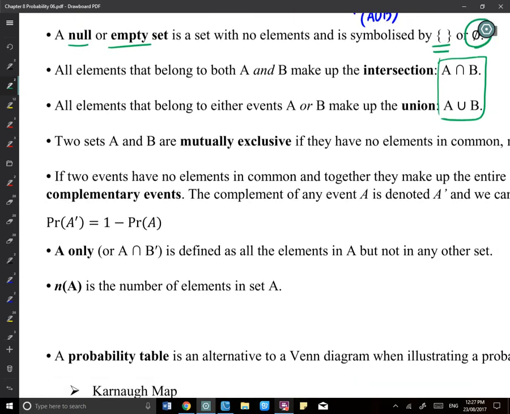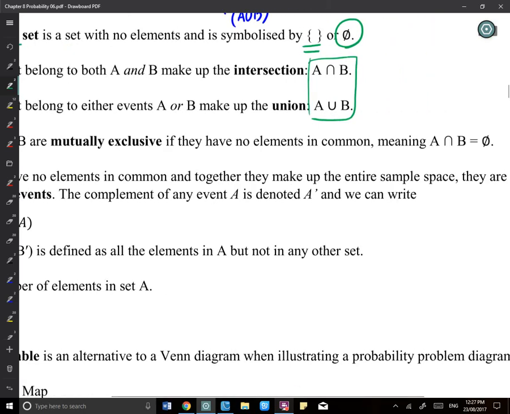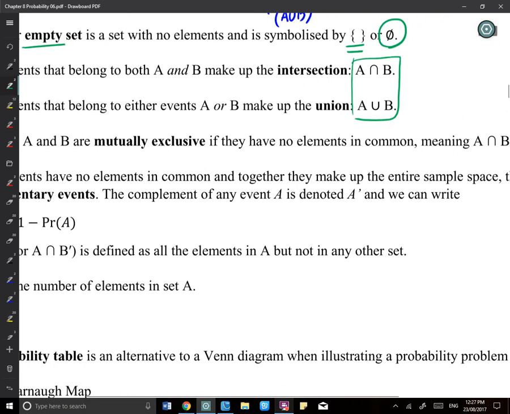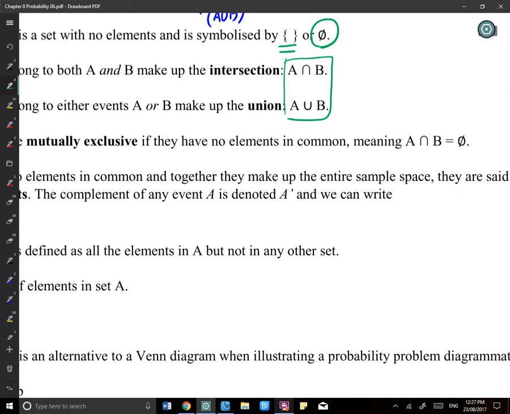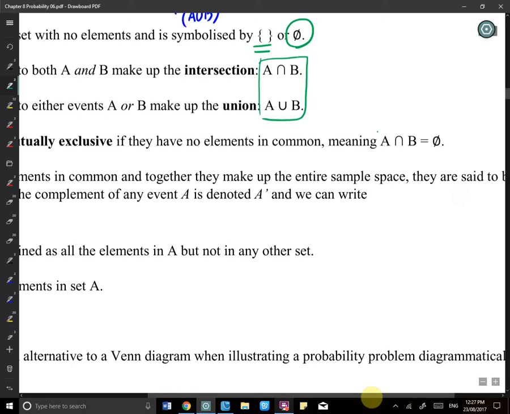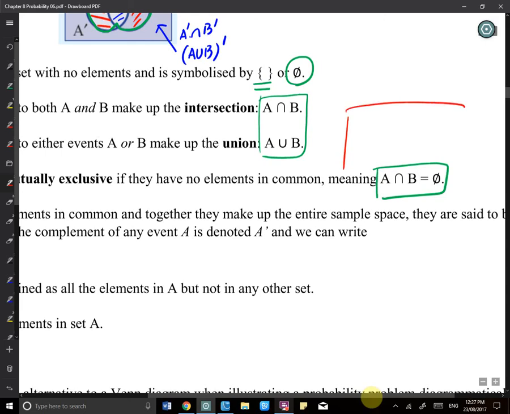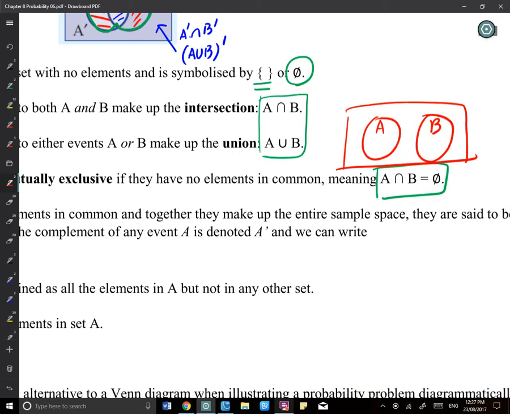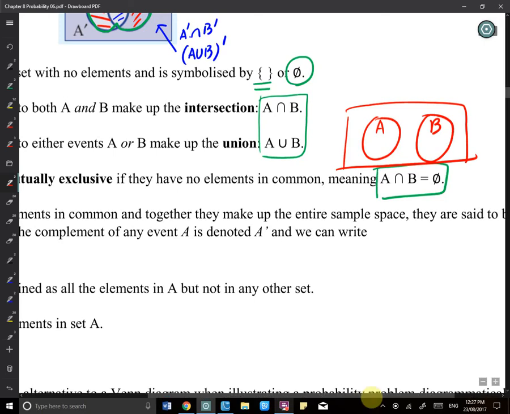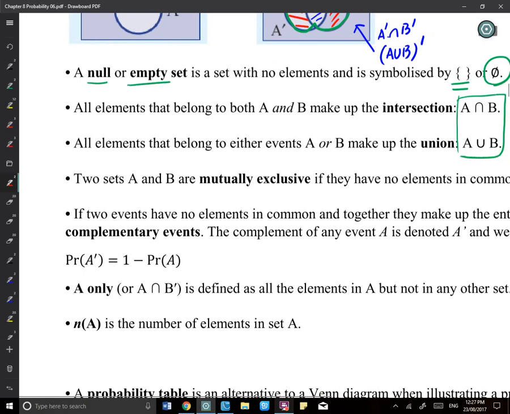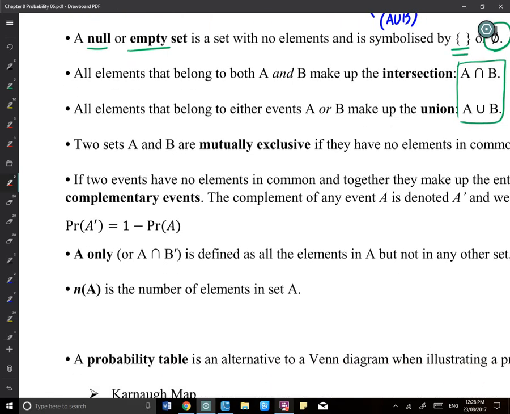And then we have mutually exclusive. What is mutually exclusive? Mutually exclusive means there's no elements in common for two events, which is represented as A intersects B equals the empty set. If I use a Venn diagram to represent that, it will be like this: no intersections, they're not touching each other, there's no common area. This is A intersects B equals the empty set. These two events are called mutually exclusive events. When you talk about mutually exclusive, there's no elements in common.